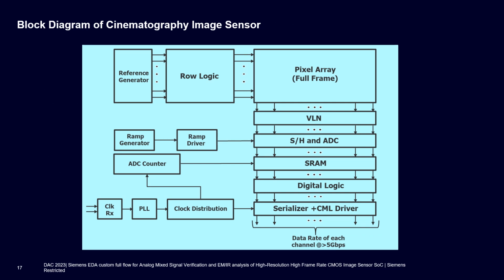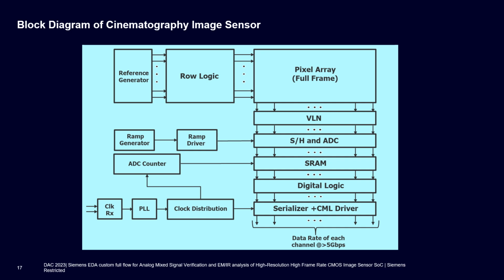This is a typical block diagram for the cinematography image sensor as described on the previous slide. The majority of the chip area is occupied by the giant more than 100 megapixel pixel array sitting in the center in the full frame image sensor format. The pixel array is driven by the row logic block, which selects one row of the pixel array at a time and generates timing waveforms to stimulate the pixels for reset and TX modes.